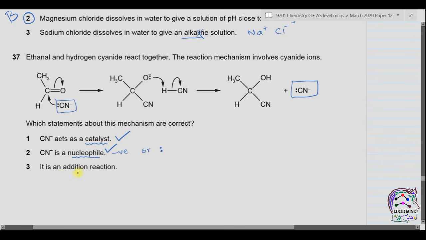Third one is an addition reaction. Let's see whether something is added or not. So we had HCN, and this is the reactant. So HCN is added into the reactant and the double bond is converted into a single bond. So yes, it is an example of an addition reaction. So all 3 are correct, which means that the answer is A.